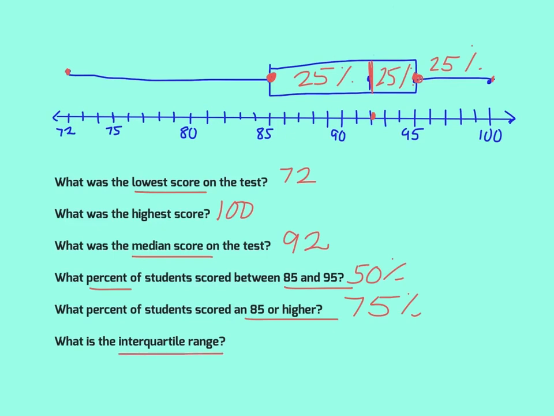The inner quartile range is your Q3 minus your Q1, so it would be 95 minus 85, and your IQR or inner quartile range would be 10.